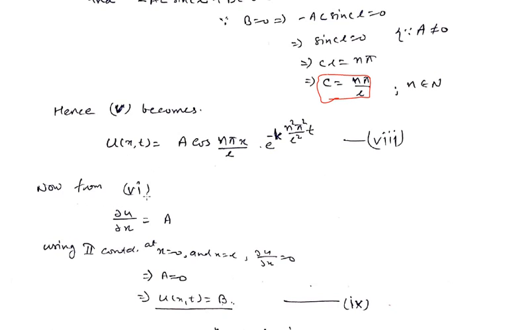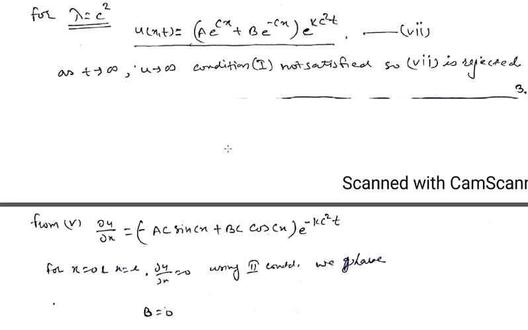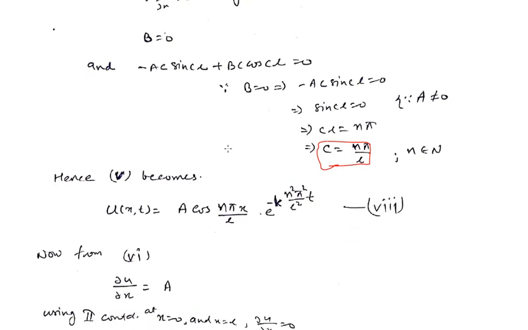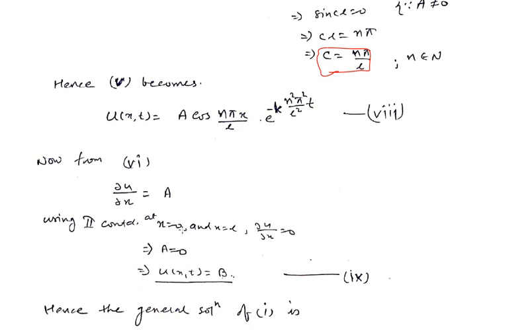Now from equation 6, which is about lambda equals 0, when we differentiate u(x,t) = ax + b, it gives us del u upon del x equals a constant. And when we use the second condition, which says that at x equals 0 and at x equals L, del u upon del x must be 0, it gives us a equals 0. It means when lambda equals 0, u equals b only.